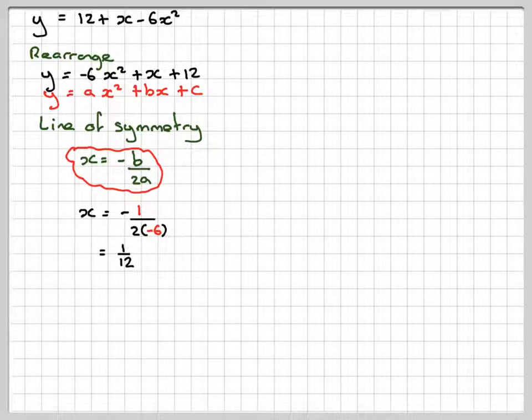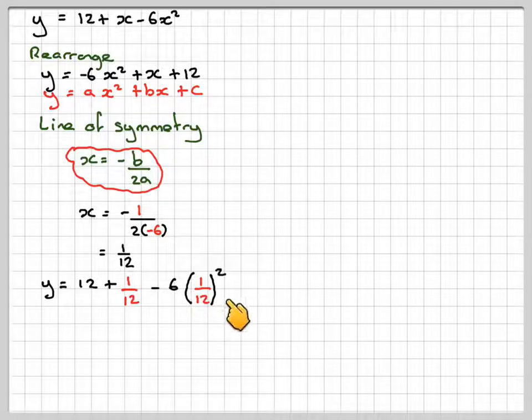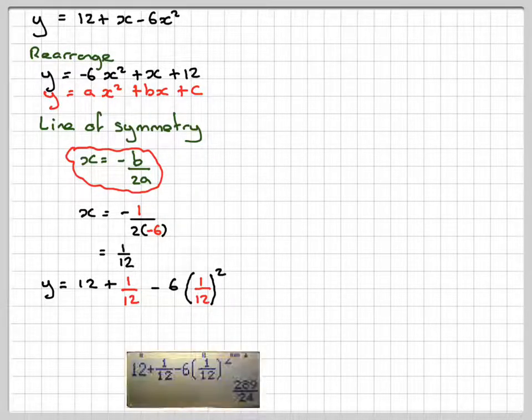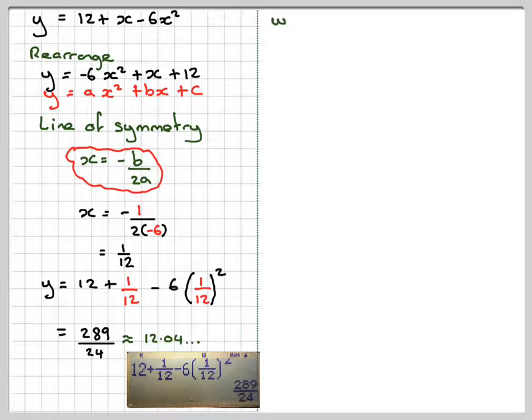If we now put 1/12 into there, we're going to get y is equal to 12 plus 1/12, so putting it into this one here, minus 6 times 1/12 squared. Doing that on our calculator, we can just make sure that we use the fraction button on our calculator, or if we use the graphics calculator, then we put this bit into brackets before squaring, gives me 289 over 24, which is approximately equal to 12.04. So this is the information that we have.